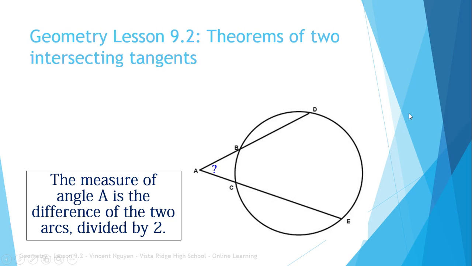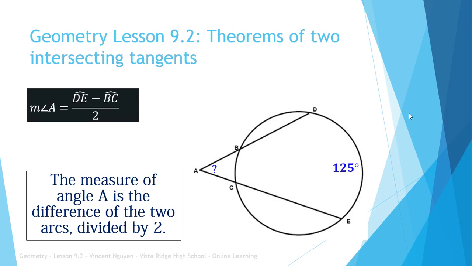So let's get some more information. Well, arc DE is given to us. It is 125 degrees. So if we subtract arc BC from that, well, they have to give us arc BC, otherwise we can't do this. Well, arc BC is 27. So these are given information, right? These are not found. We didn't find these. These have to be given to us, right? And now we can apply the formula.